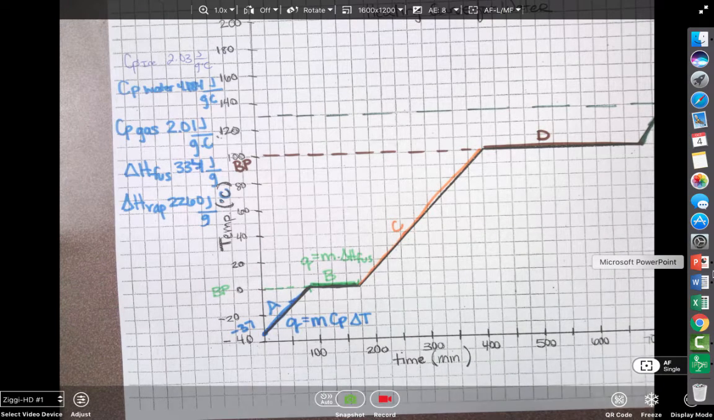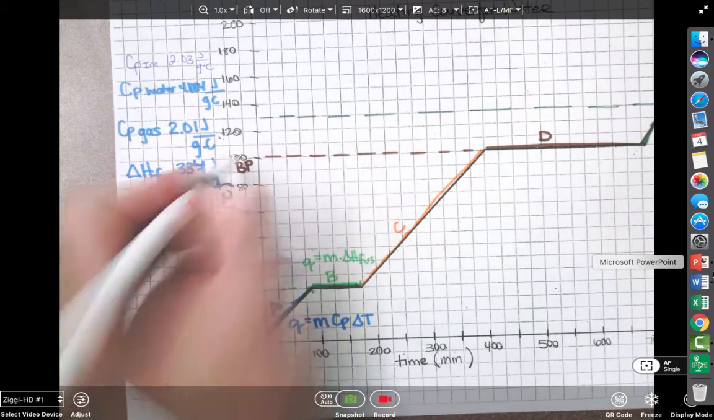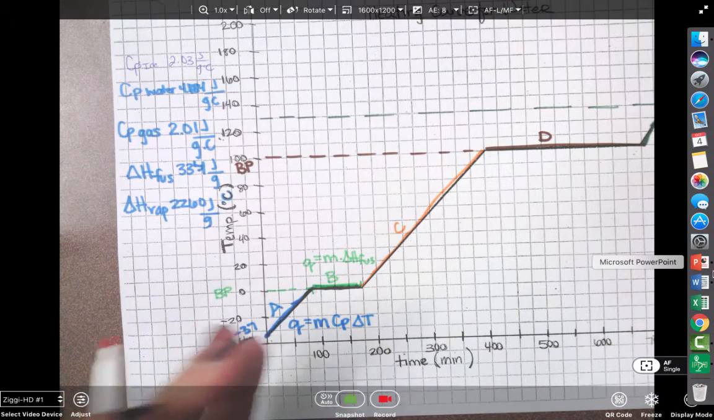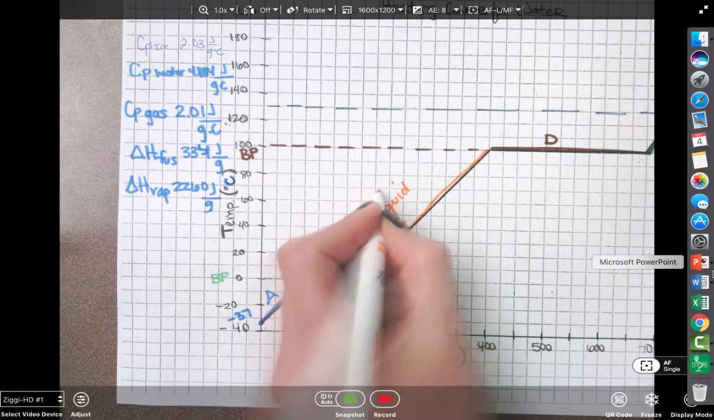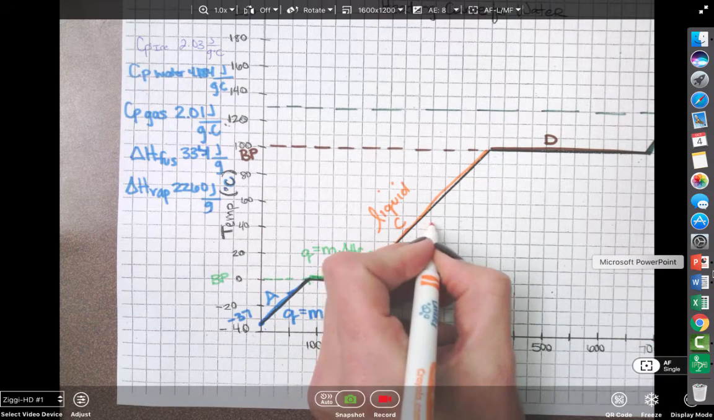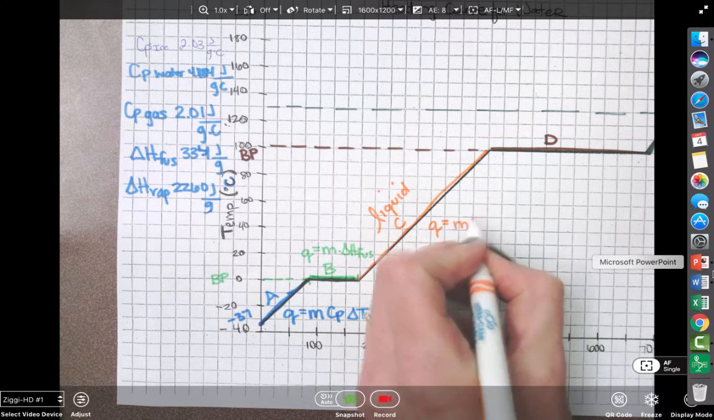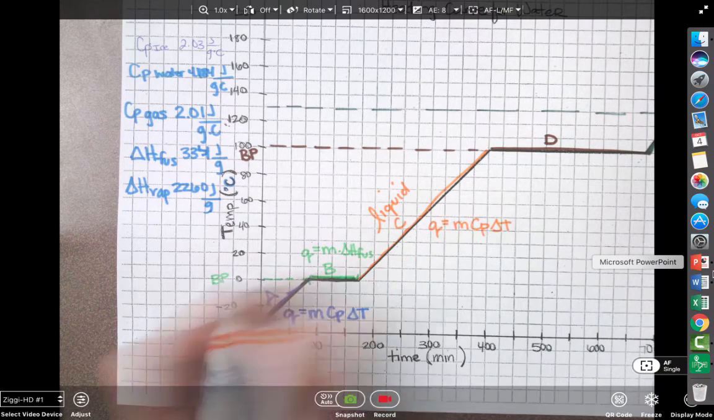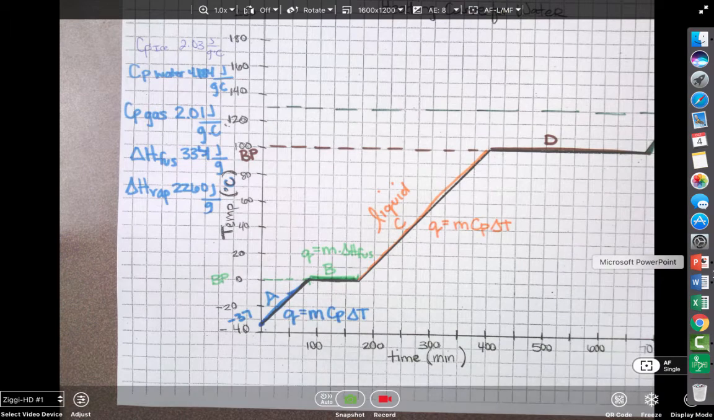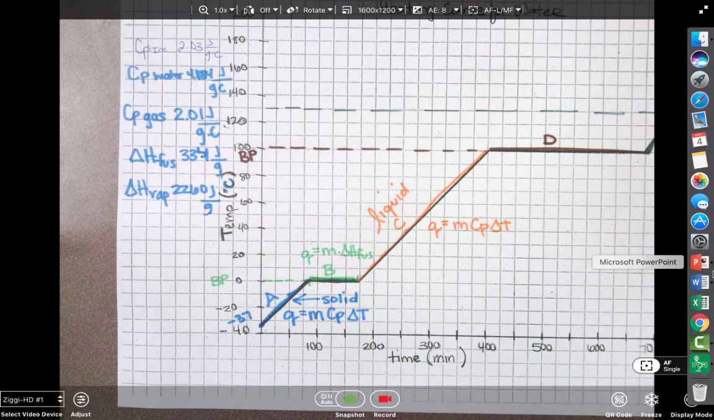Section C, I'm going between 0 and 100 degrees. Well, that's when water exists in its liquid form. So this is going to be in its liquid form. And I want to calculate the energy required for a certain amount of mass given the specific heat of water and this temperature change from 0 to 100. That's the specific heat equation. I forgot to write down here that the blue line is its solid version.